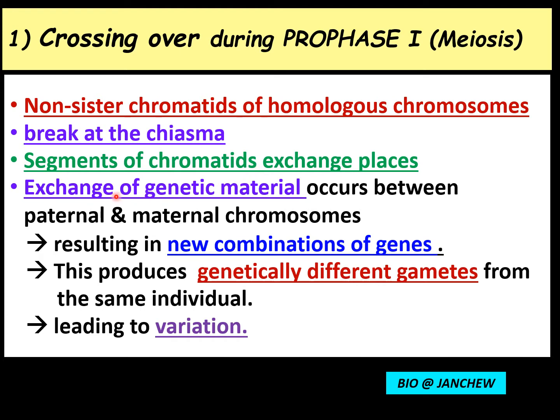So we say that there's exchange of genetic material between the paternal and maternal chromosomes to produce new combinations of genes. All right? So sometimes this is called genetic recombination, new combination of genes on both the paternal and maternal chromosomes. So at the end of meiosis, it will produce genetically different gametes, even though these gametes are from the same individual. In this way, it will cause variation, even variation in between individuals of the same family.